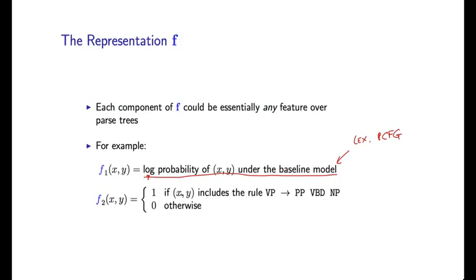Here's another potential feature. This is a 0-1 feature, an indicator function, very similar to the indicator functions we've seen in log-linear models earlier. This is 1 if the (x, y) pair contains a particular context-free rule. For example, this entire context-free rule here.